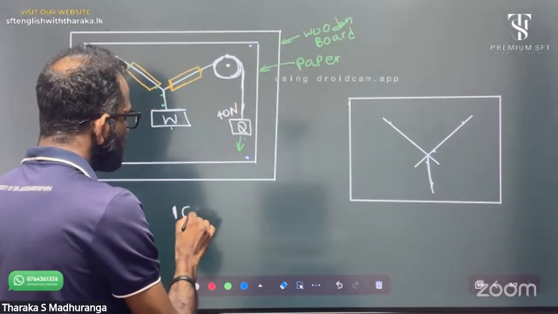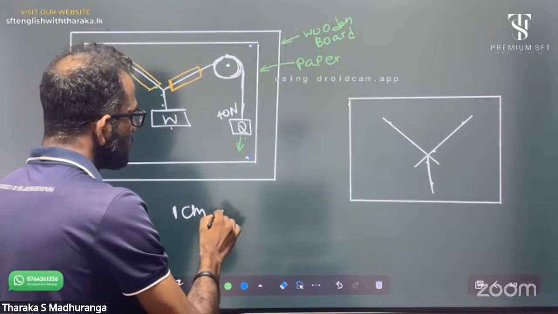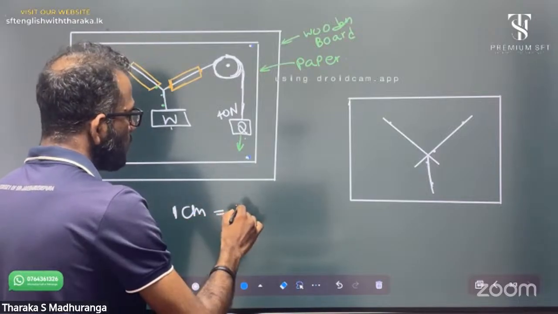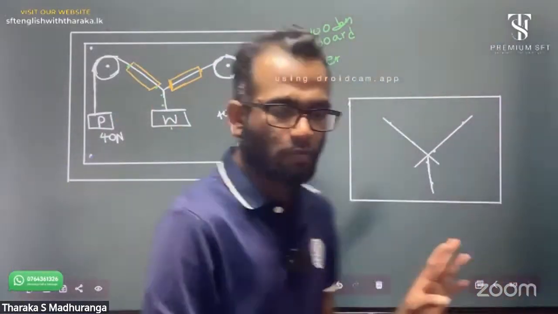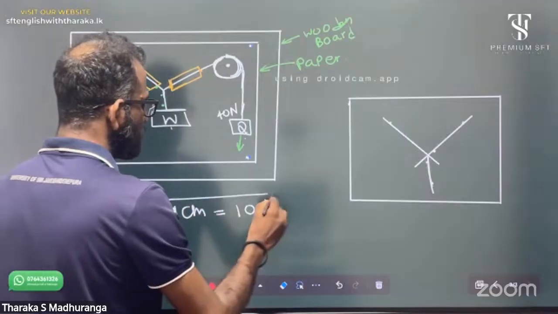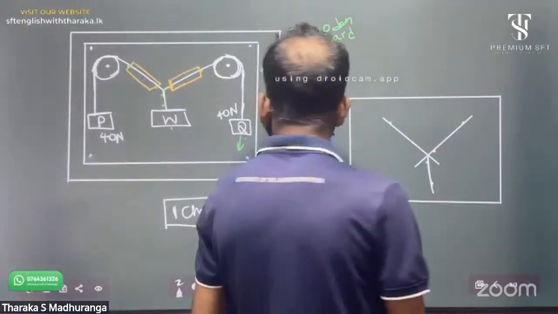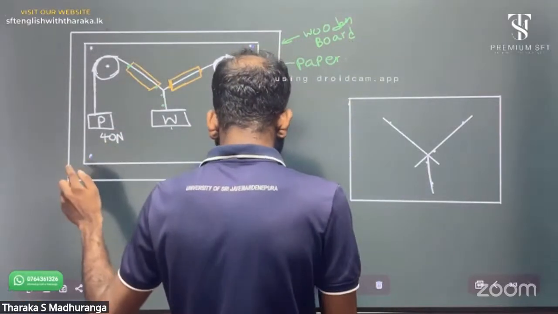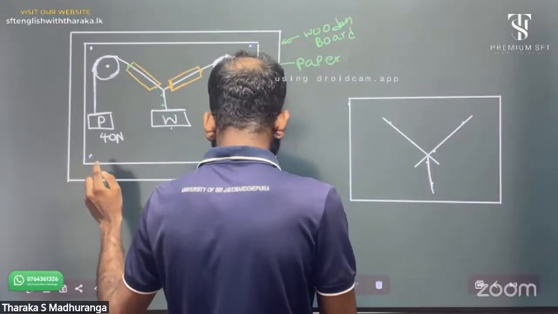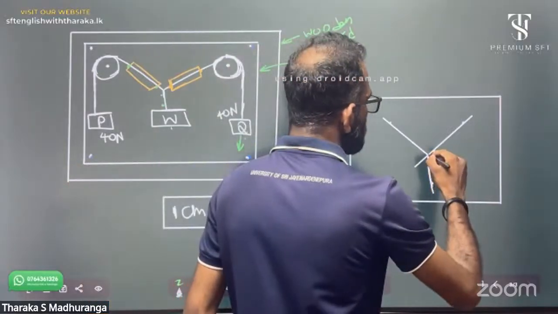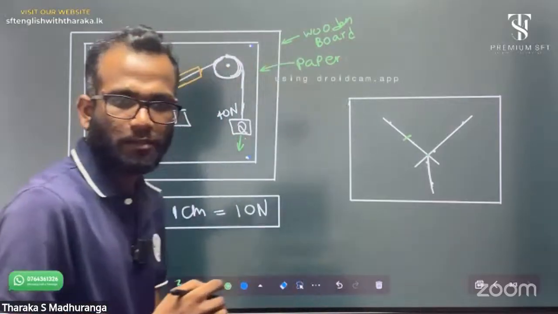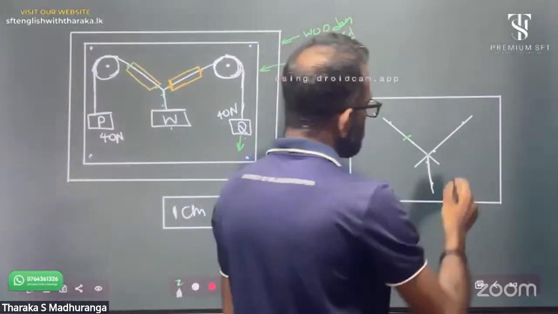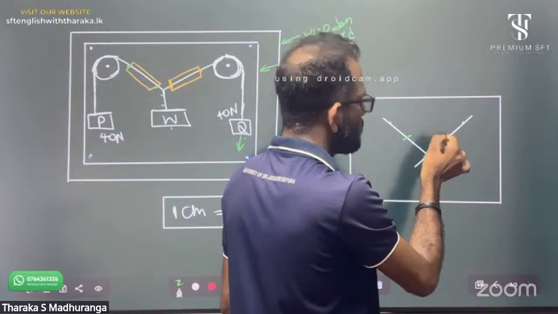1 centimeter represents 10 Newton. Right? 1 centimeter represents 10 Newton on our scale. This is our scale. Now what do we do? To represent 40 Newton, you can take a compass and mark 4 centimeter on this line. Then on this one also mark 4 centimeter.